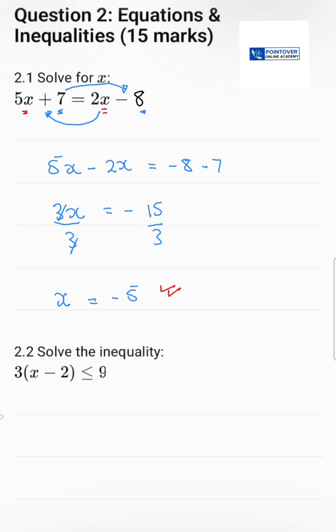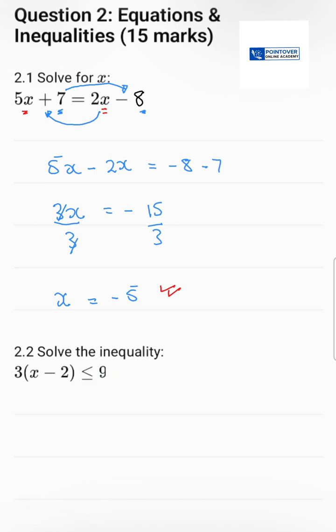All right, now let's go to 2.2. 2.2 is an inequality. There are a lot of notes when it comes to understanding inequality: greater than, less than, greater or equal to, less or equal to. We'll get to that section. But for this question, since we have 3 factored out and 3 can go into 9, we can just divide both sides by 3 to eliminate it.